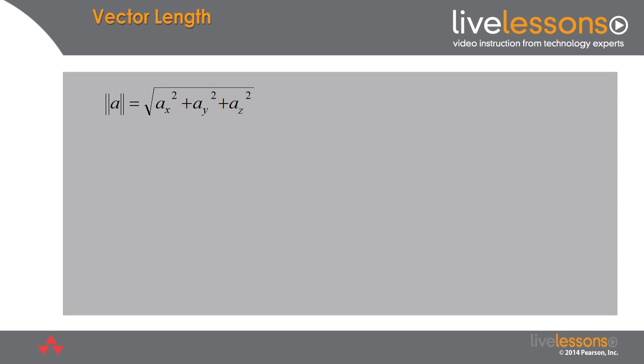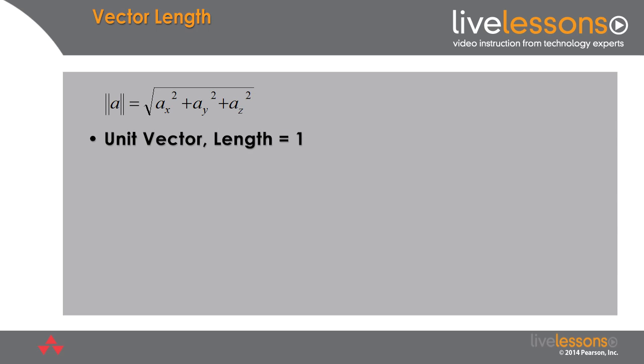The length or magnitude of a vector can be calculated using the Pythagorean theorem, specifically using the following equation for a three-dimensional vector. The two pipes, the bars you see surrounding a, are just notation for the magnitude of a vector, and it's equal to the square root of a sub x squared plus a sub y squared plus a sub z squared.